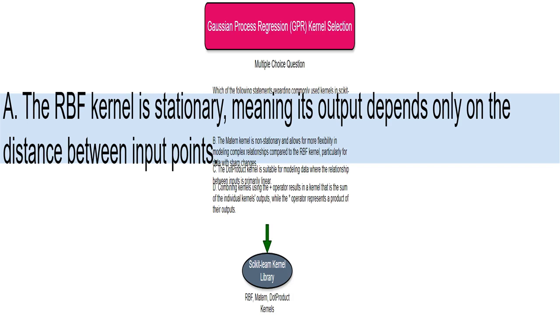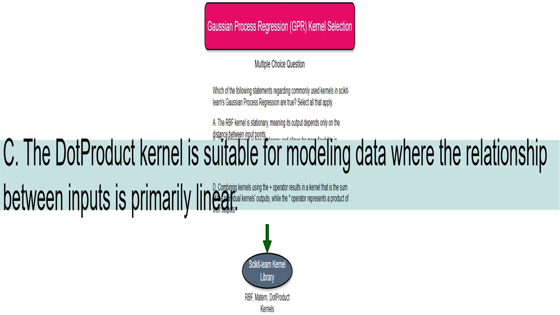This is called stationarity. The dot product kernel excels at capturing linear relationships in the data. It computes the dot product of the input vectors, which is the core of linear algebra's description of lines. So, if I suspect a linear trend in my data, this is a great kernel to use.